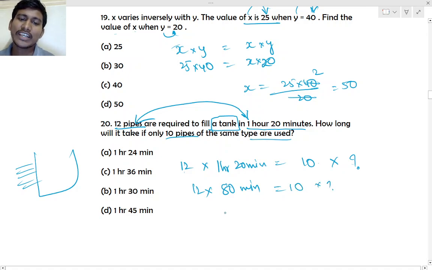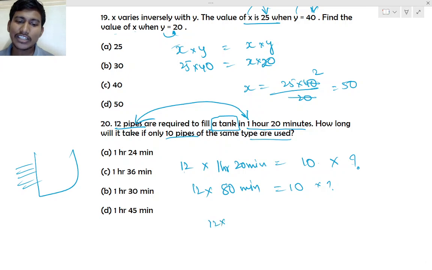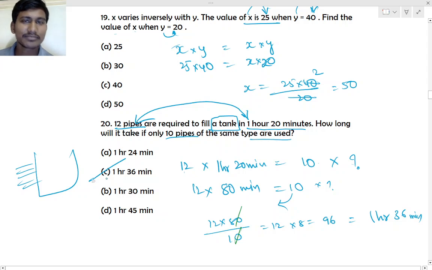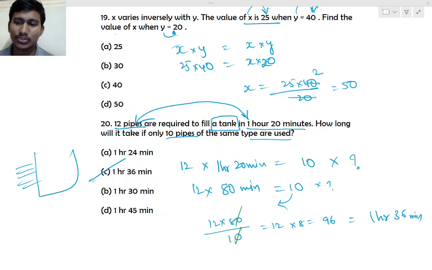If you take it to that side, what will be the answer? 12 into 80 divided by 10. We have to cancel the zeros first. So 10 8s are 80, and 12 8s are how much? 96. 96 means 1 hour 36 minutes. So the answer is 1 hour 36 minutes.